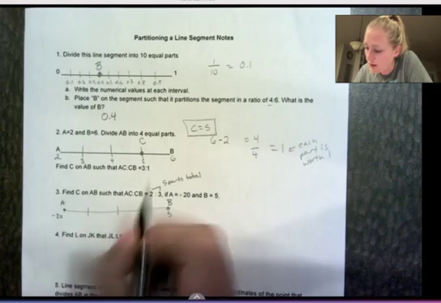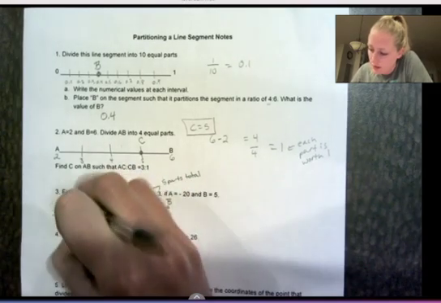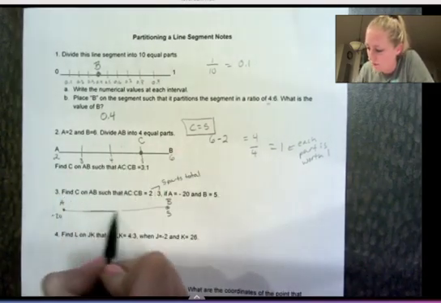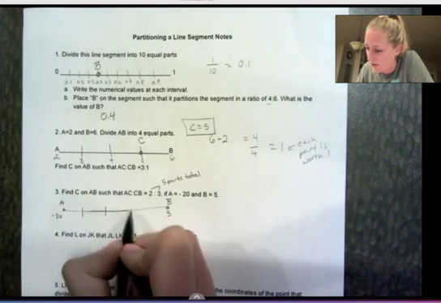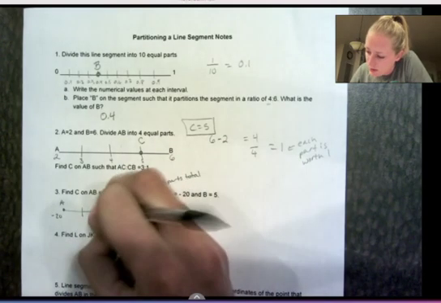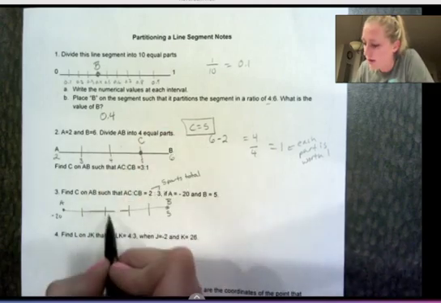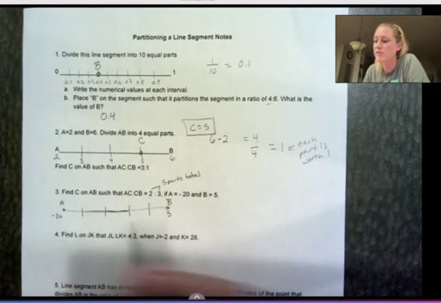So 1, 2, I'm struggling. I challenge you guys, and I'm really not living up to it. All right, here we go. 1, 2, 3, 4. Try to erase that one a little more. Okay, so 5 equal parts.